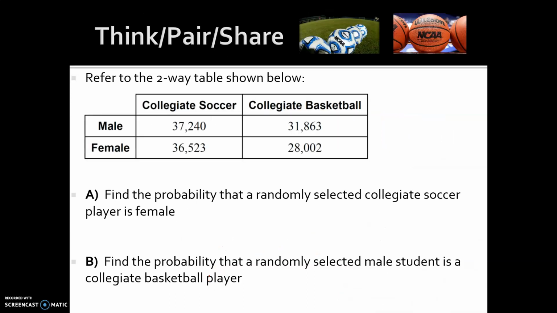All right, here's the problem I want you guys to try out. So remember to get the totals and then carefully read the question and try to figure out what they're asking for. All right, pause the video and check back for the solution once you're ready.